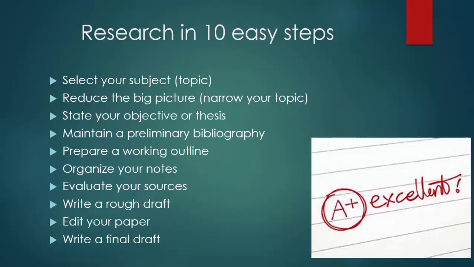You can write a great research paper in 10 easy steps. We'll look at each of these steps in detail, but for now, just look at the overview. You need to be able to select your subject or topic, reduce the big picture or narrow your topic, state your objective or thesis, maintain a preliminary bibliography, prepare a working outline, organize your notes, evaluate your sources, write a rough draft or two, edit your paper, and write a final draft.